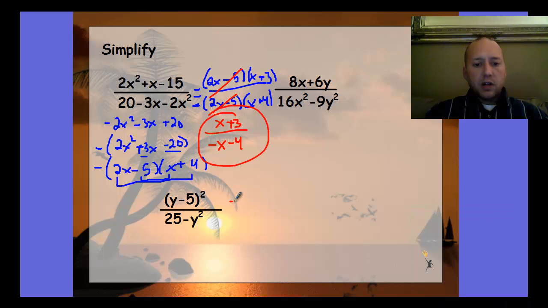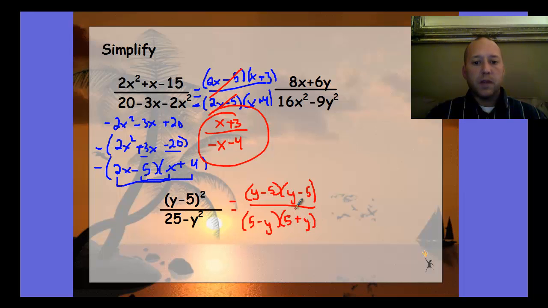Let's do the bottom one here. So in this one, I can rewrite y minus 5, the quantity squared, as there's 2 of them. If you want to write it out, you can. You don't have to. On the bottom, though, we can factor that to 5 minus y and 5 plus y. And we can look at, do any of these reduce out? Is y minus 5 the same as 5 minus y?